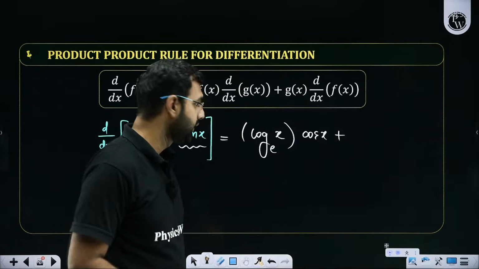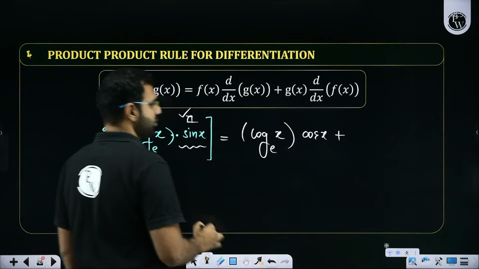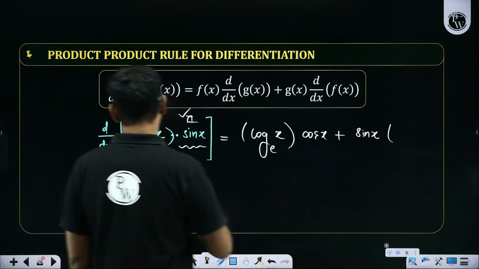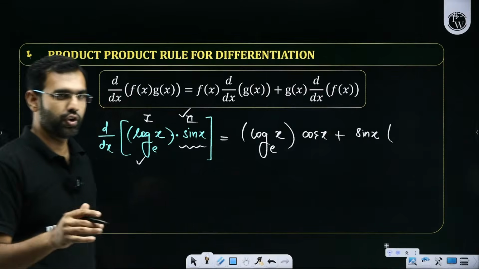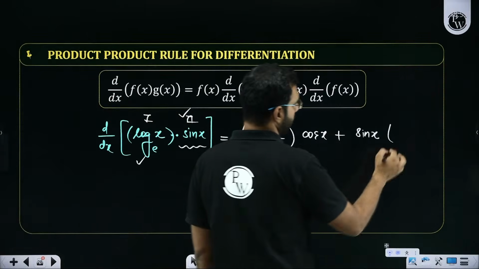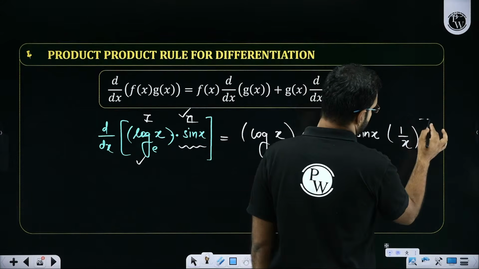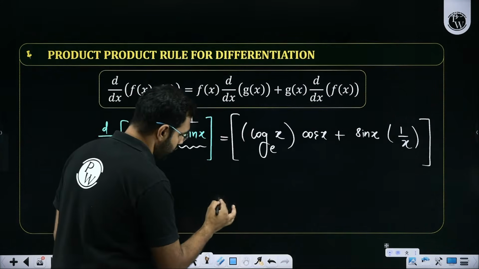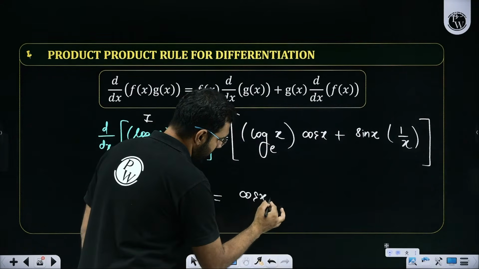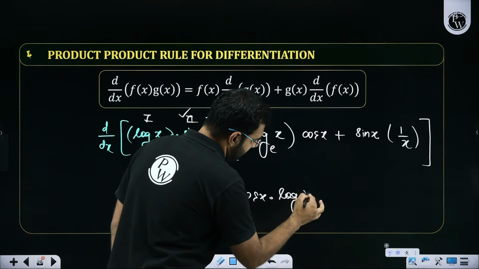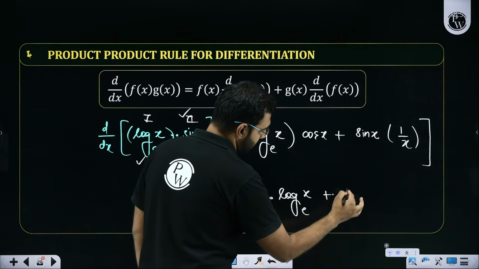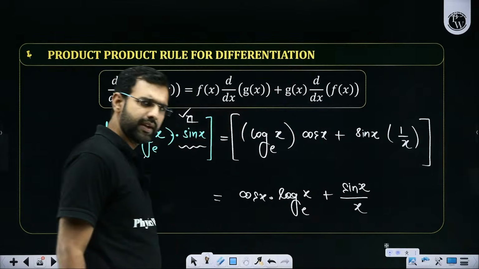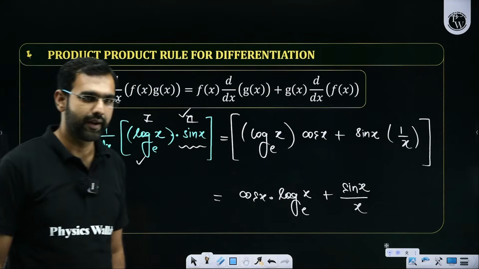plus second function as it is, which is sin x times derivative of first function. So ln x when differentiated gives you what? 1 by x. And that's your answer to this question. Of course, if you wish to simplify, you can write it as cos x times ln of x, yes or no, plus sin x by x. Everybody with me? Great, great, brilliant.